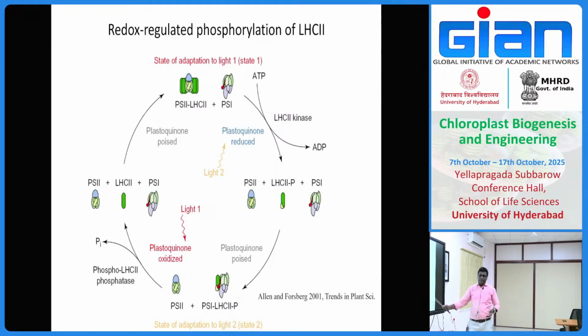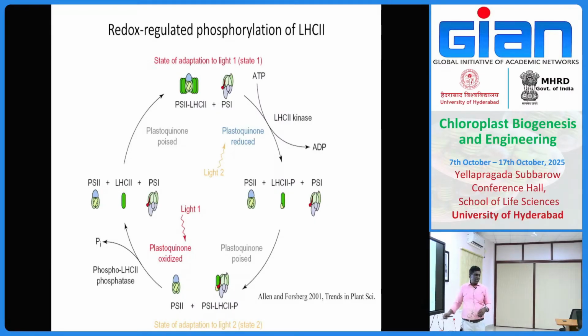Similarly, the PQ pool gets oxidized, and this happens using the phosphatase enzyme. That is unlike the kinase enzyme. With a kinase enzyme, ATP becomes ADP and a phosphate group is attached. Now with the phosphatase enzyme, ADP becomes ATP again. So the phosphate is removed and ATP is formed. Then all of these light harvesting complexes will be dissociated. Again, this is the cycle.